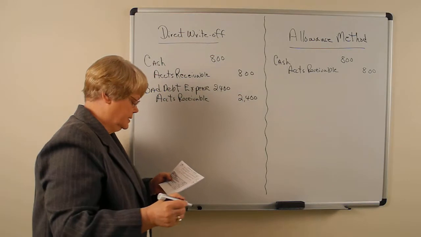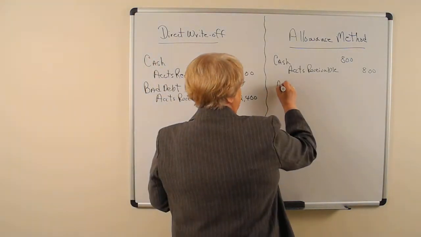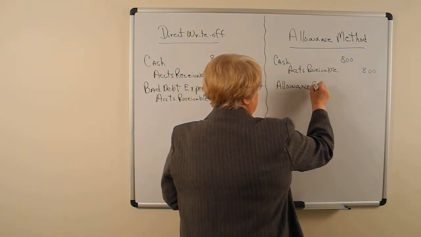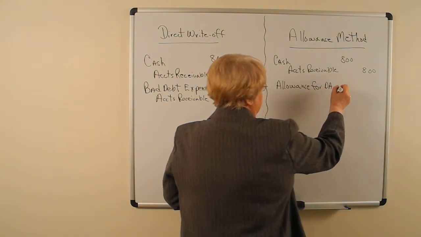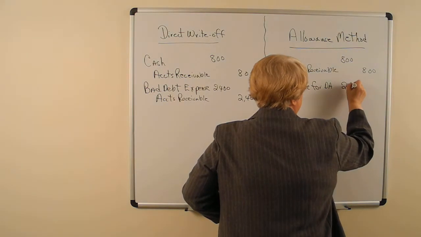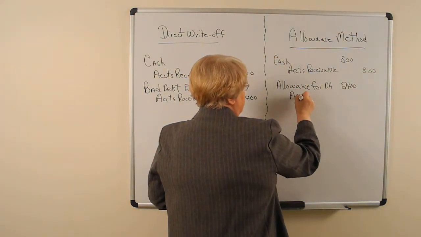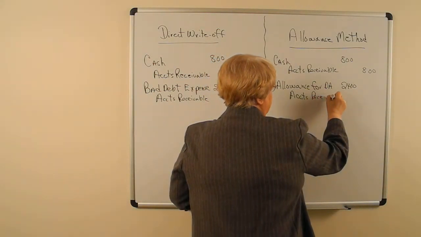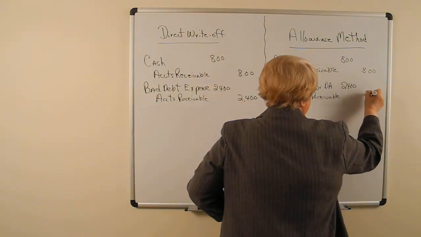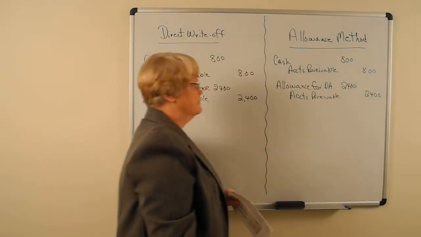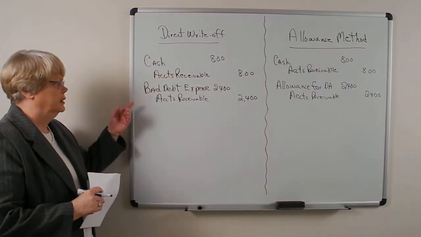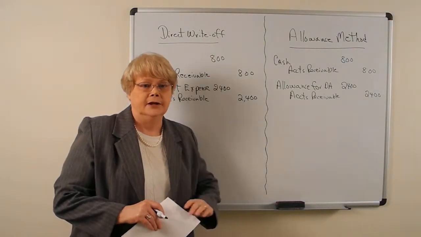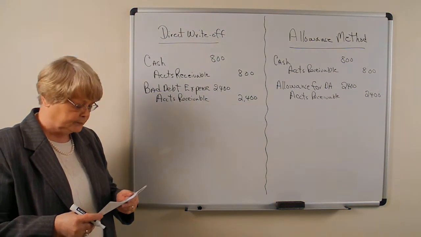And then under the allowance method, we're going to be debiting the allowance for doubtful accounts to write off the $2,400, and I'm going to abbreviate there to save a little bit of room. The credit, of course, goes to accounts receivable for $2,400. The difference, of course, is that we're debiting bad debt expense here, and debiting allowance for doubtful accounts there, when we actually write it off.